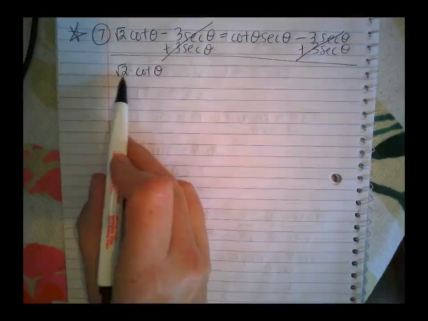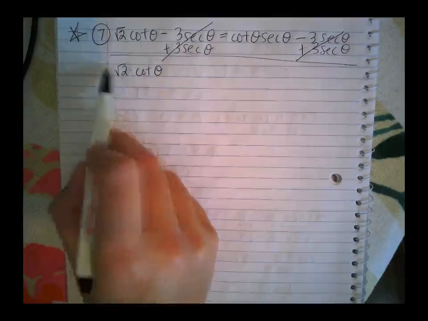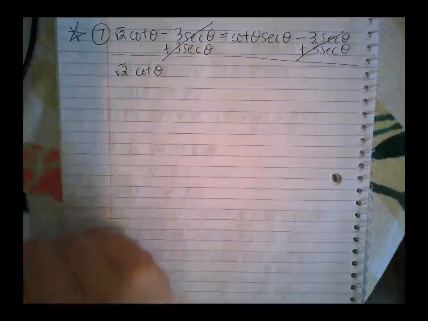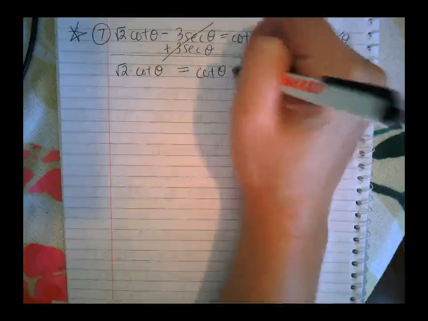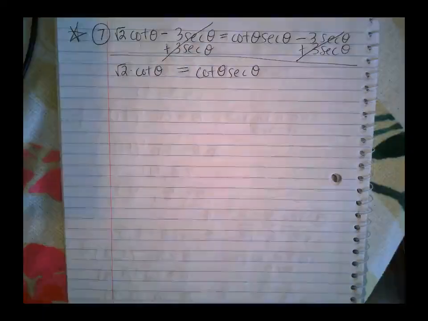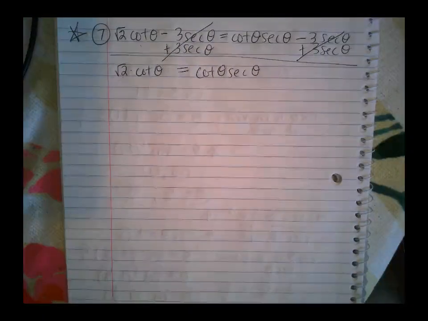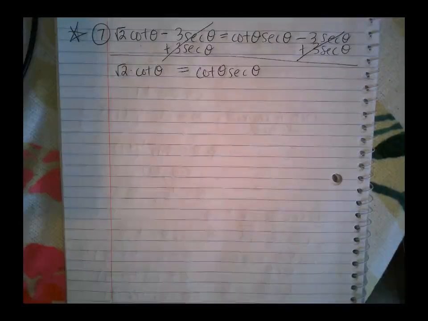So this is another example where the square root was part of the problem. I don't want to put plus or minus. I just keep it. And now that's the only thing left on the left side. And the right side just has the cotangent of theta times the secant of theta. All right? So we combined like terms.